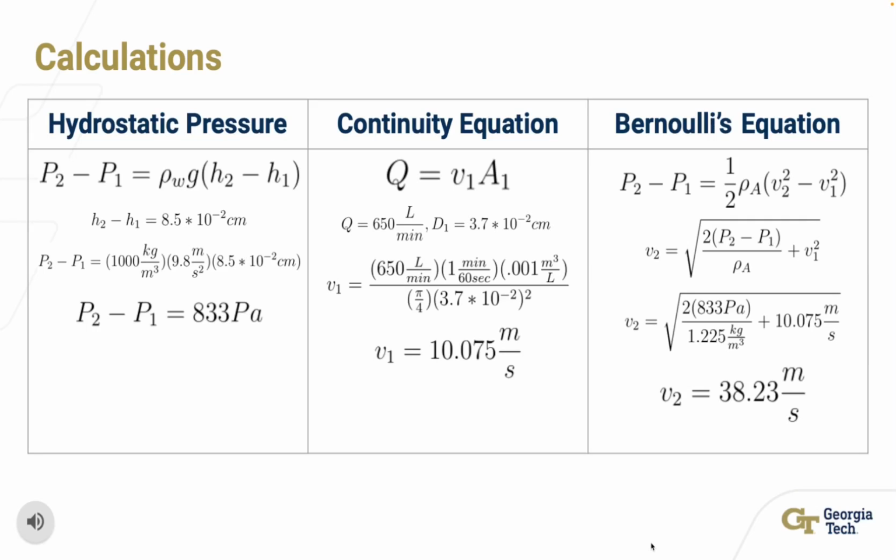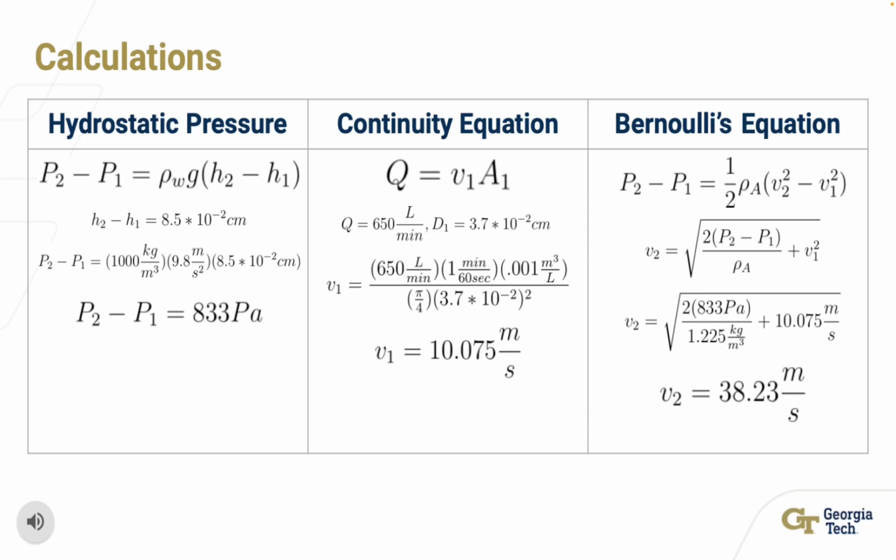The three main equations used are hydrostatic pressure, the continuity equation, and Bernoulli's equation, all equations we learned in class. In order to determine the velocity of the fluid inside of the tube, we use the other two equations to solve for the pressure differential and the initial velocity.